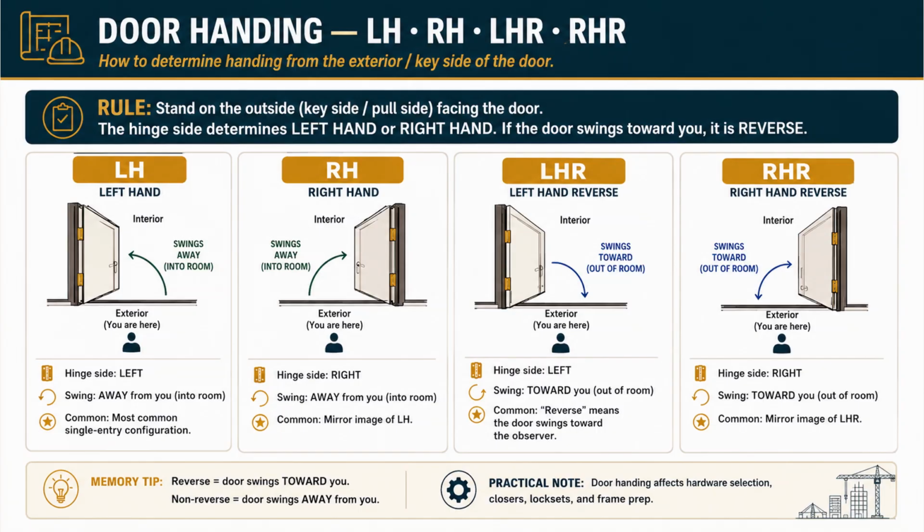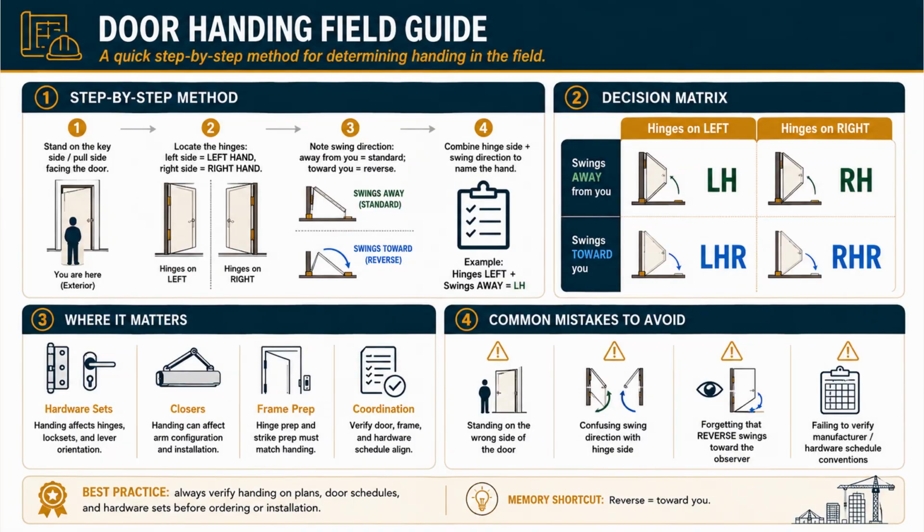And why does this matter so much? Door handing affects hardware selection, closers, lock sets, and frame prep. Order the wrong hand, and the hardware physically won't work on that door. This is the number one source of door rework on a job, and it's completely preventable if you just apply the rule. Let's lock in handing with this field guide.